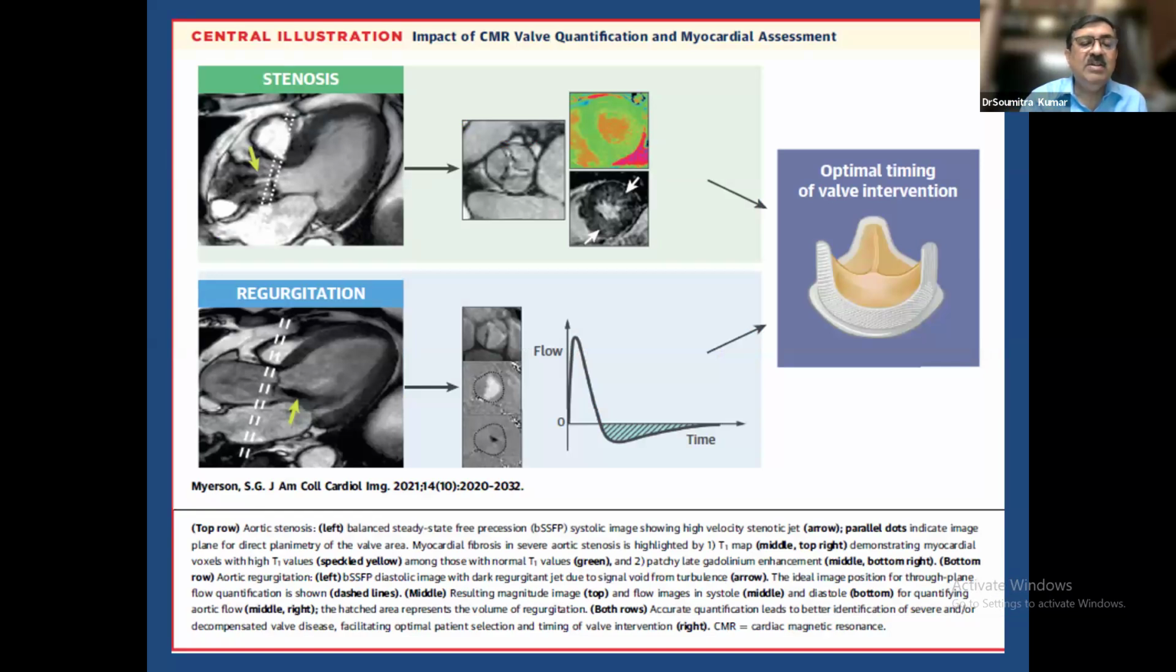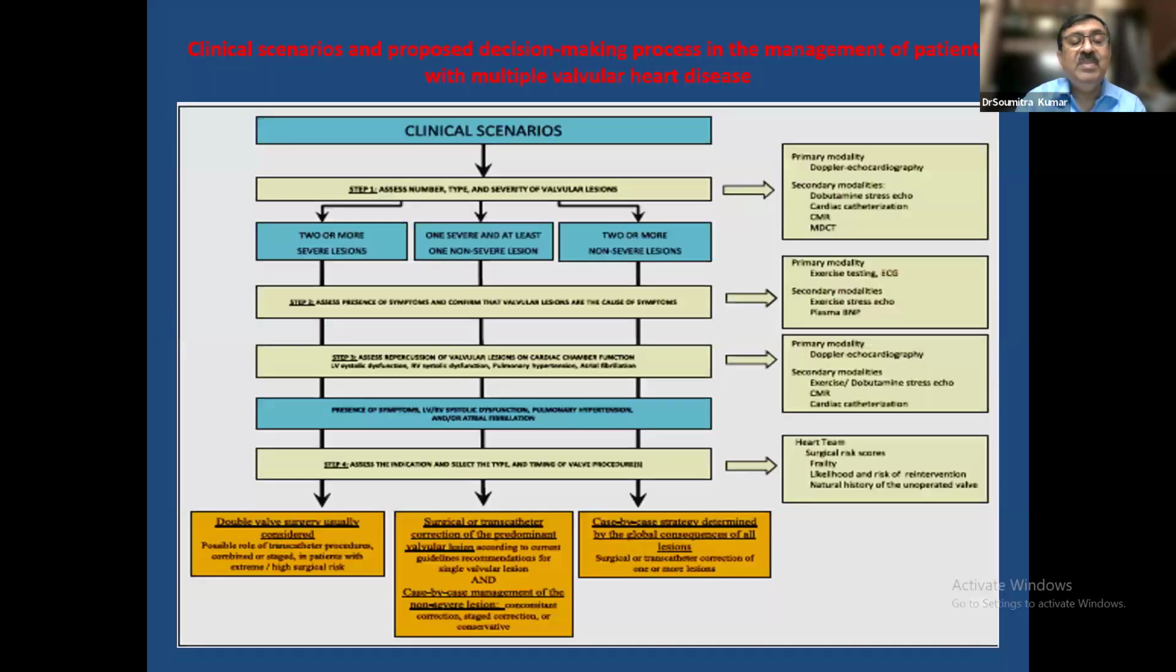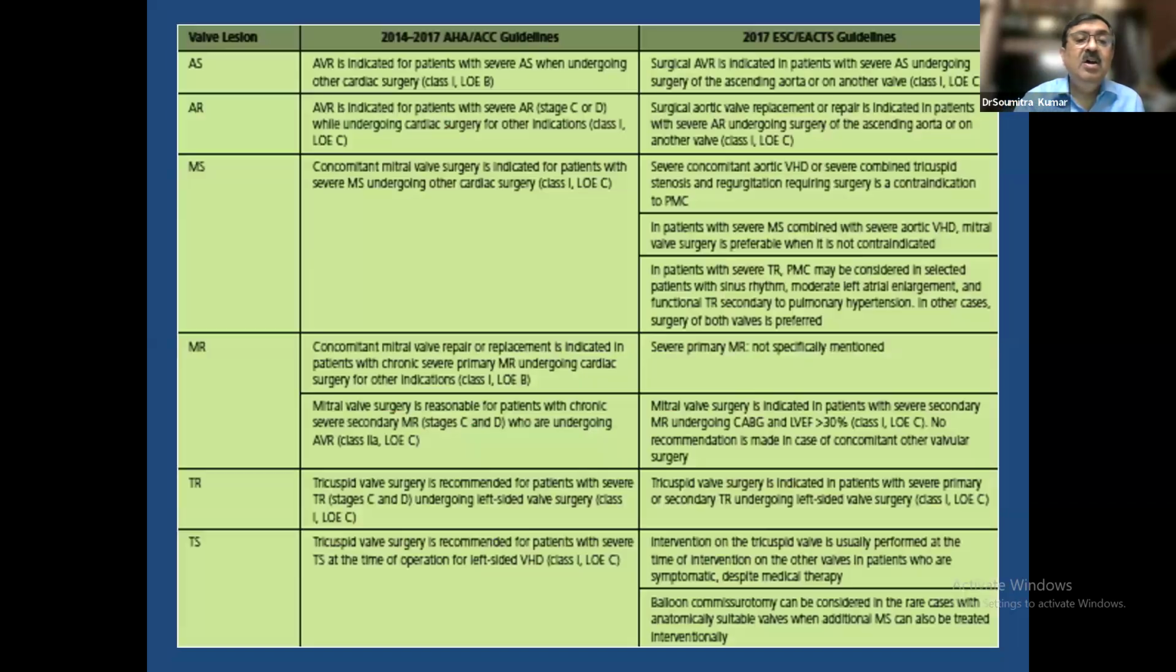And we can always, of course, assess the degree of regurgitation. This striped area shows with time the amount of regurgitation. So CMR is coming up in a big way also to find out the relative severity of complex valvular lesions. So this is how we come to a decision. In the interest of time, I will run through them.